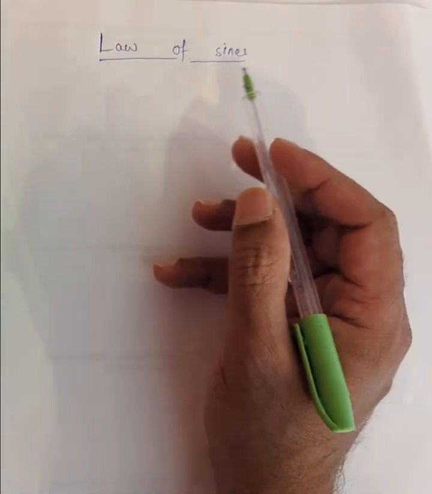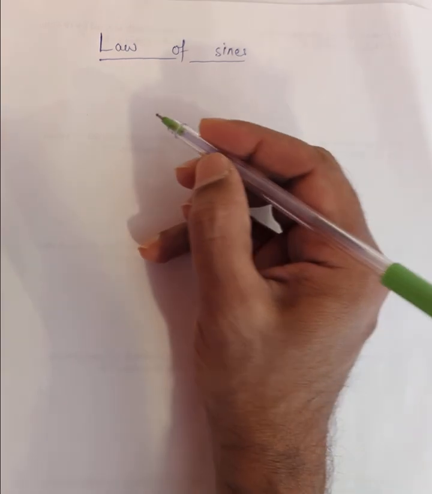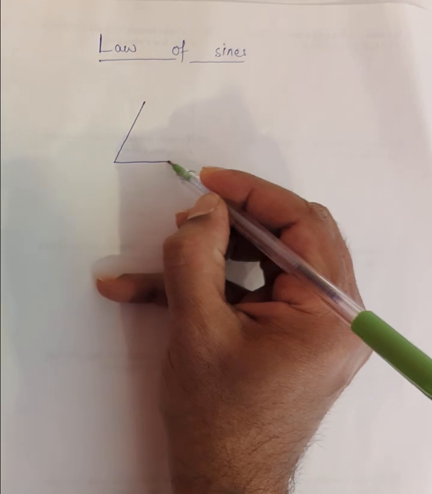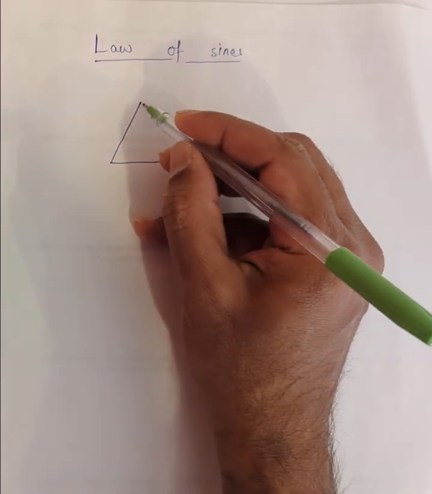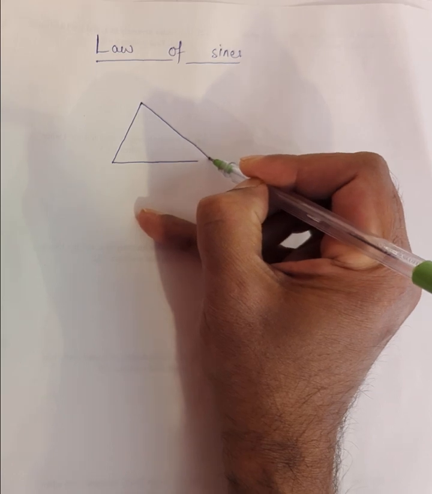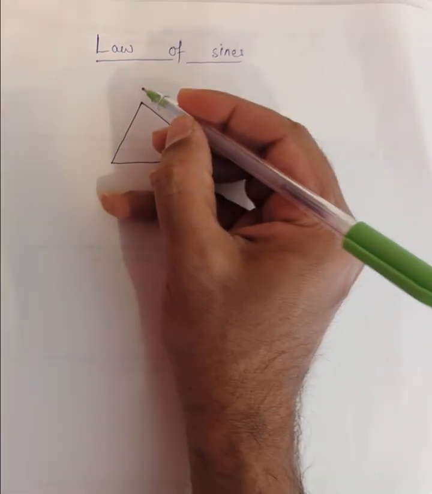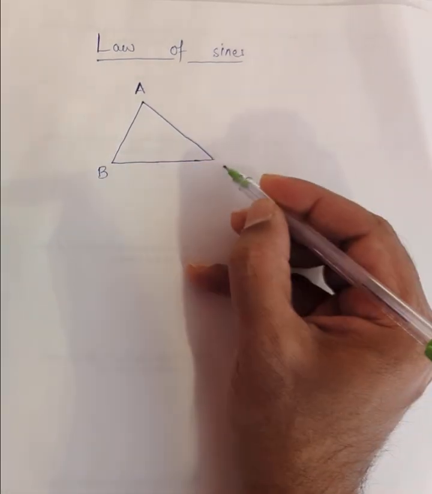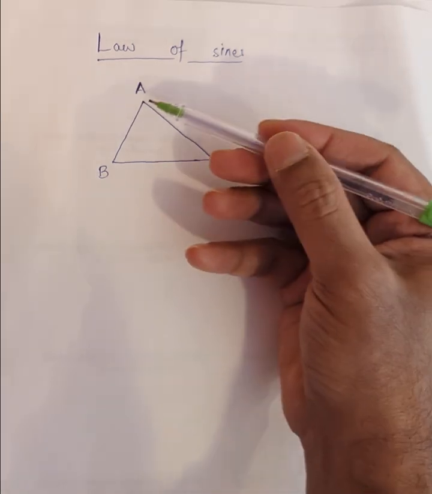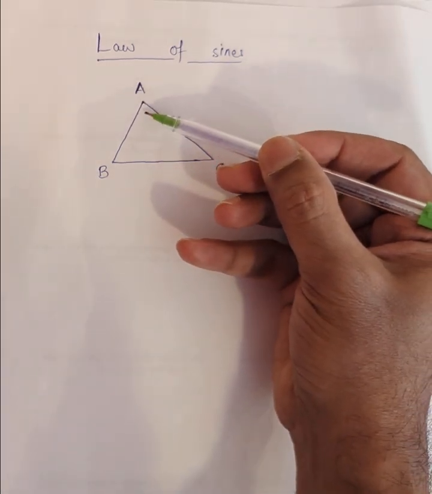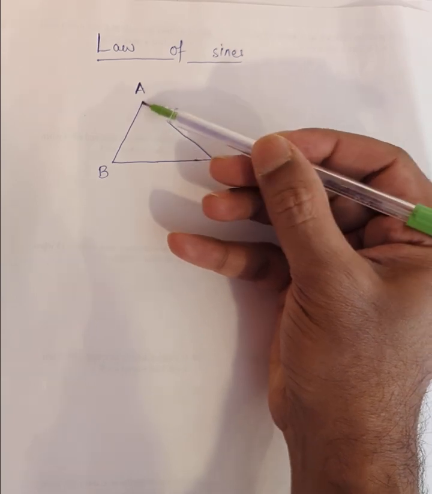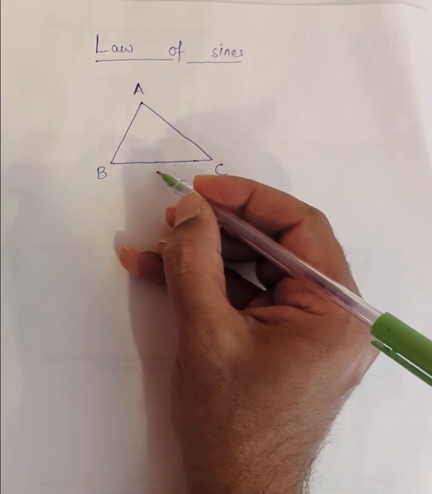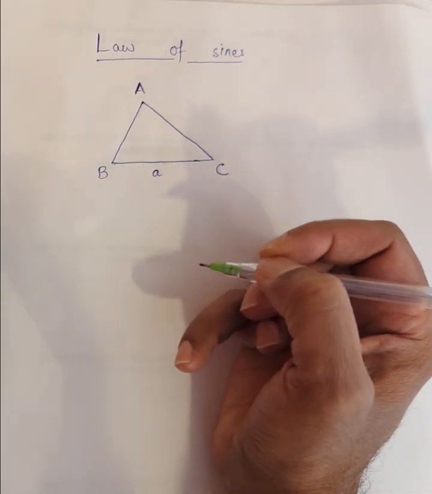Before we talk about law of sines, we need to get the notation. If I have a triangle ABC, so I'm going to draw a triangle and I'm going to label the vertices with uppercase letters A, B, C. Then the side opposite to uppercase A, which means A is formed by these two sides. So this side, which is opposite to A, is denoted by lowercase a.